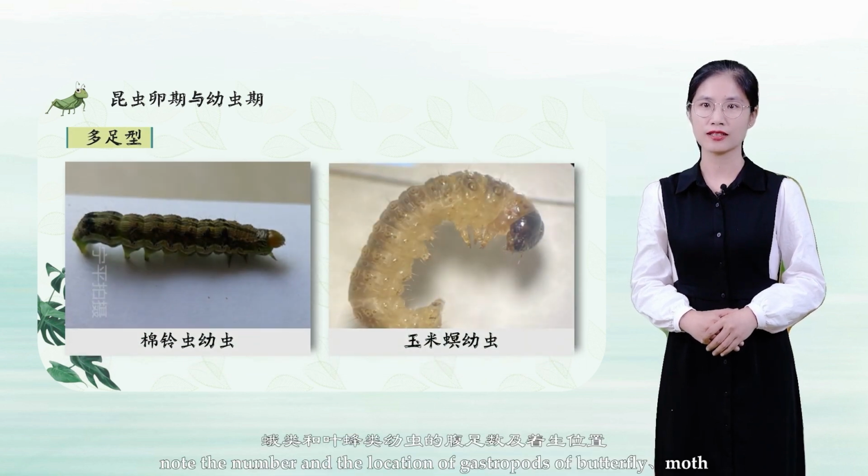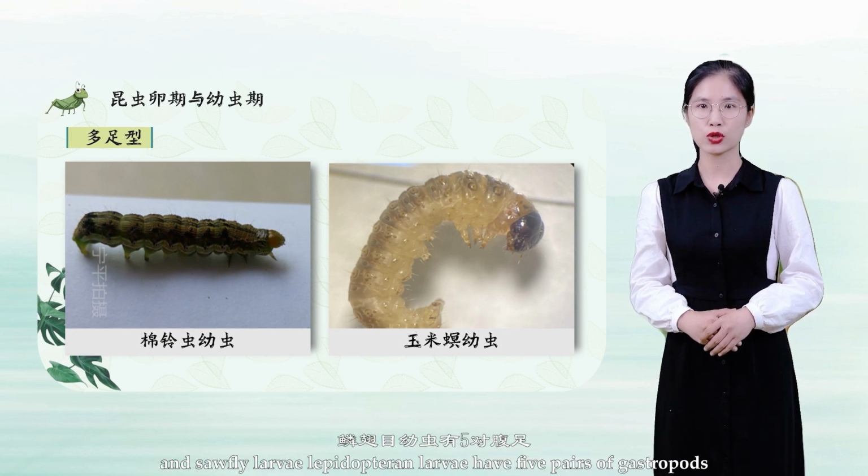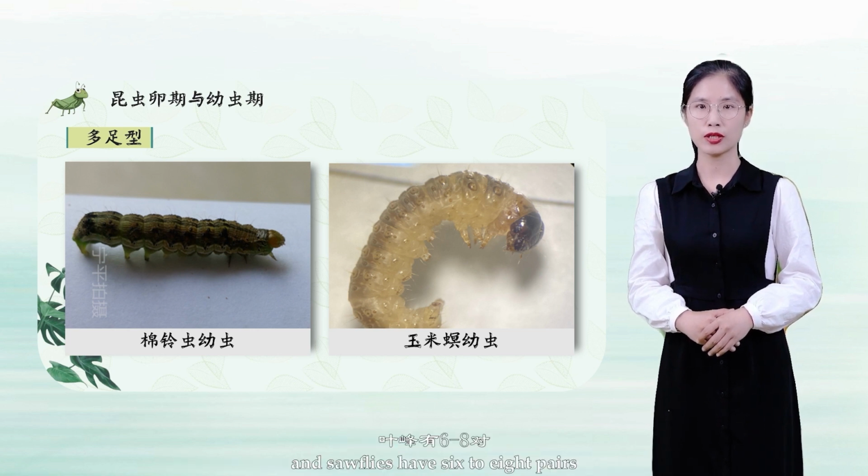Note the number and the location of gastropods of butterfly, moth, and sawfly larvae. Lepidoptera larvae have 5 pairs of gastropods, and sawflies have 6 to 8 pairs.